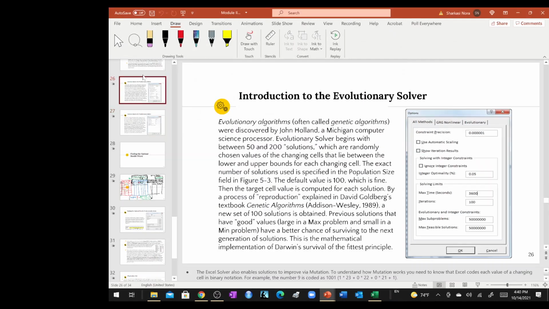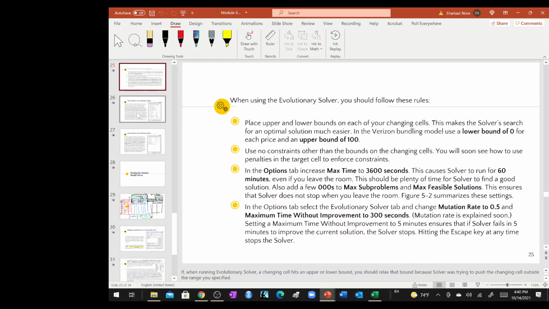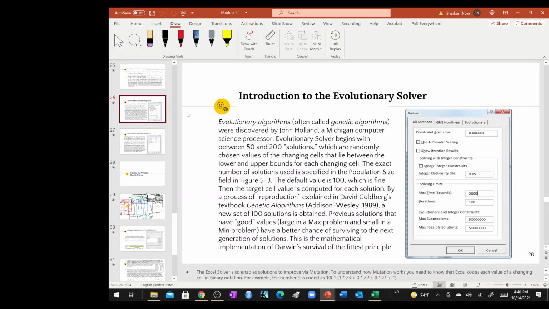Hi guys, this video is going to be very short. I'm going to talk a little bit about the evolutionary solver options. The evolutionary algorithm is often called the genetic algorithm, and it was discovered by Holland, a Michigan computer science professor.